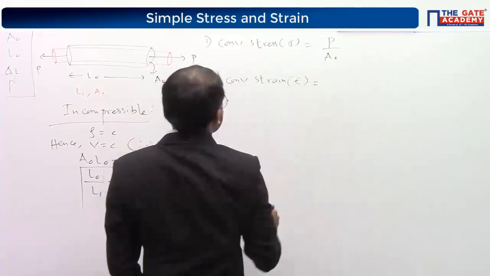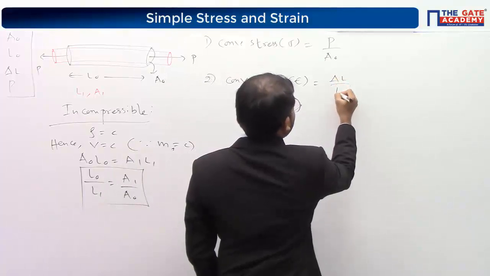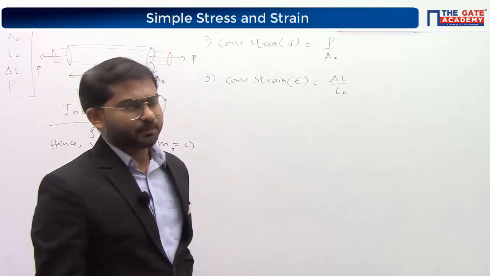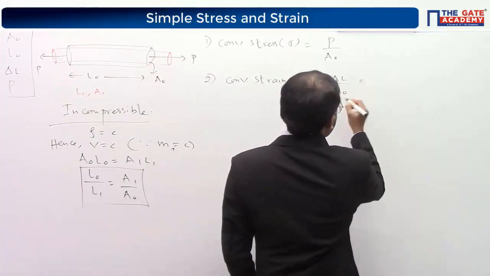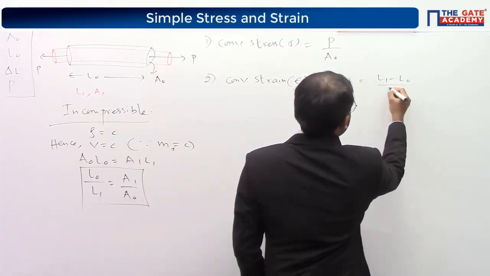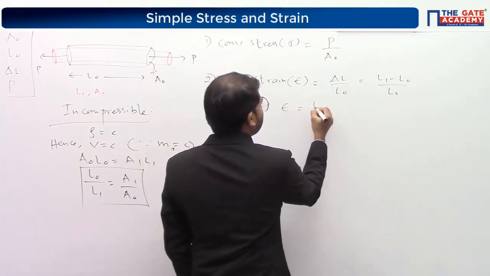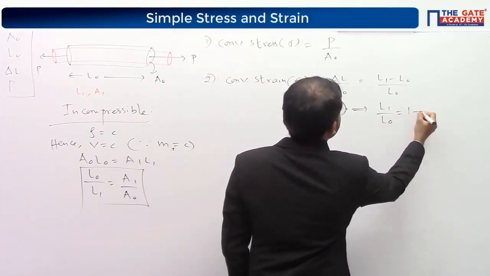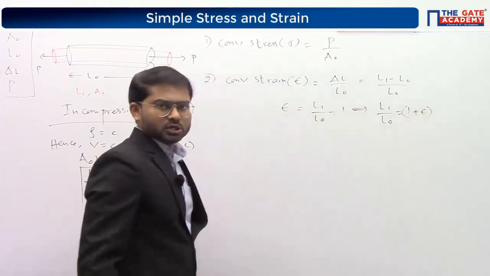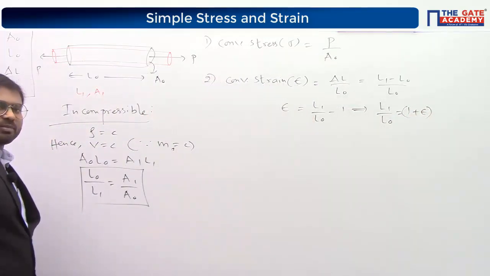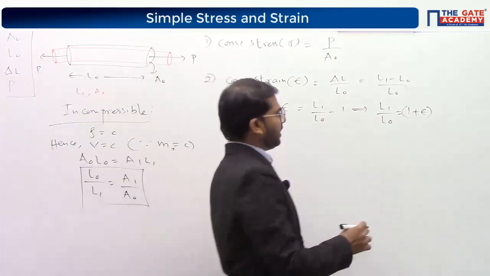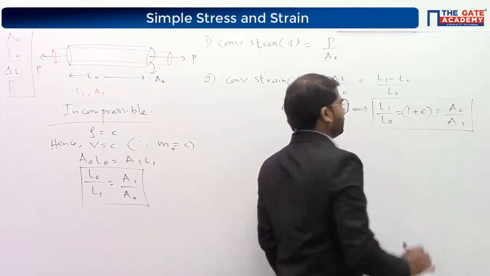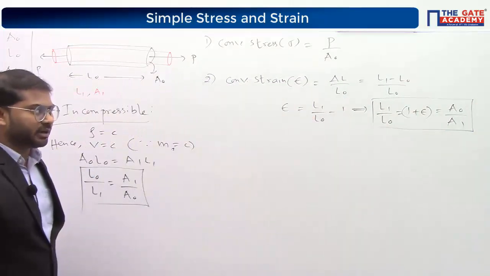Now conventional strain is simply given as change in length by original length. You know the change in length and the original length, so you can get the answer. Understand? This can be written as final length minus original length by original length. So strain comes out to be L1 by L0 minus 1, which implies L1 by L0 is nothing but 1 plus epsilon. So we have derived that L1 by L0 is equal to 1 plus epsilon, which is nothing but A0 by A1.